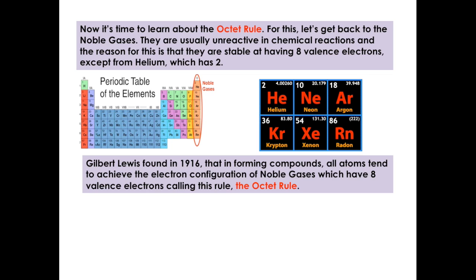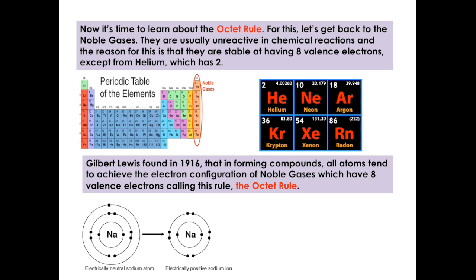Gilbert Lewis found in 1916 that in forming compounds, all atoms tend to achieve the electron configuration of noble gases, which have 8 valence electrons, calling this the octet rule.